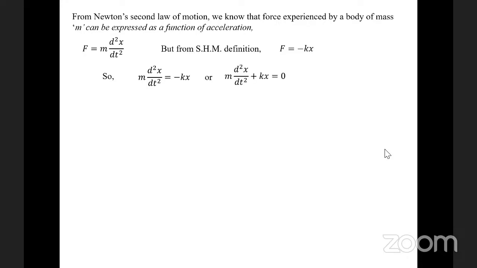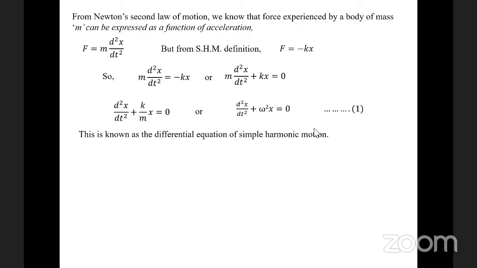According to Newton's second law, the force is always proportional to the acceleration. That means, as already told, F equals ma, where a is d square x by dt square. But F equals minus kx. So by equating these terms, m d square x by dt square equals minus kx, or by adding, d square x by dt square plus k by m x equals 0, where k by m is nothing but omega square. This is the differential equation of SHM.